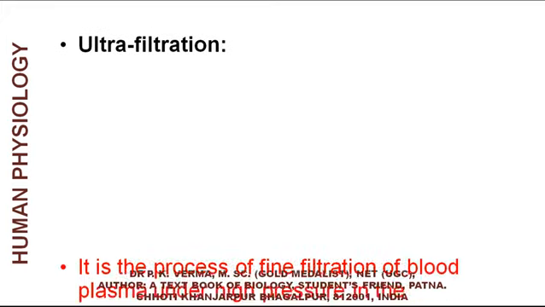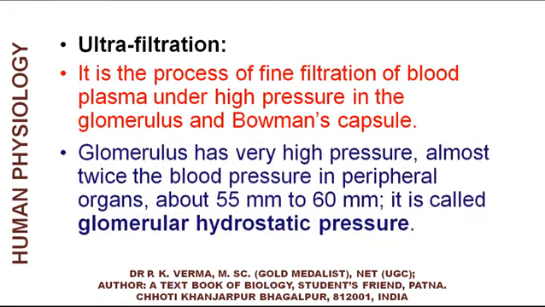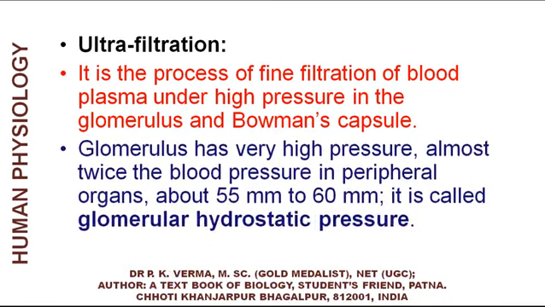The first process is known as ultrafiltration. It is the process of fine filtration of blood plasma under high pressure in the glomerulus and Bowman's capsule. Glomerulus has very high pressure, almost twice the blood pressure in peripheral organs, about 55 to 60 mm. It is called glomerular hydrostatic pressure or glomerular blood hydrostatic pressure.